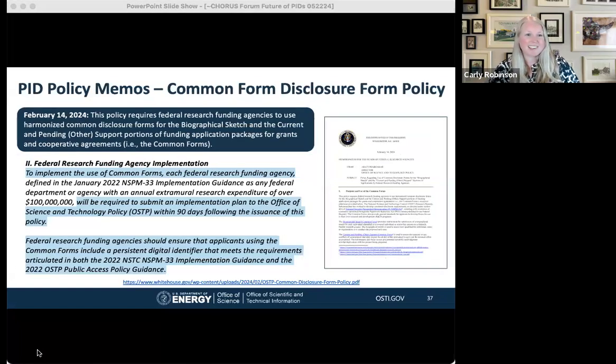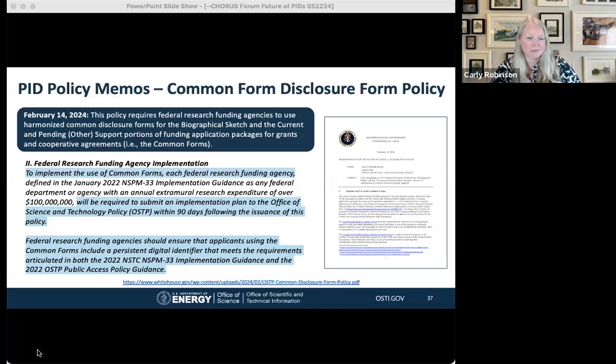So NSPM 33 said that agencies should develop these common forms to collect initial disclosure information, and agencies worked together and did that, and that work was led by NSF and NIH. Now that those common forms have come out, the OSTP put out a memo in February of this year that talks about the expectations that agencies use those forms, and asked agencies to provide an implementation plan for how they'll use those common forms, the biographical sketch and the current and pending support forms. And that deadline of 90 days just passed, so agencies did need to provide their implementation plan by May 14th.